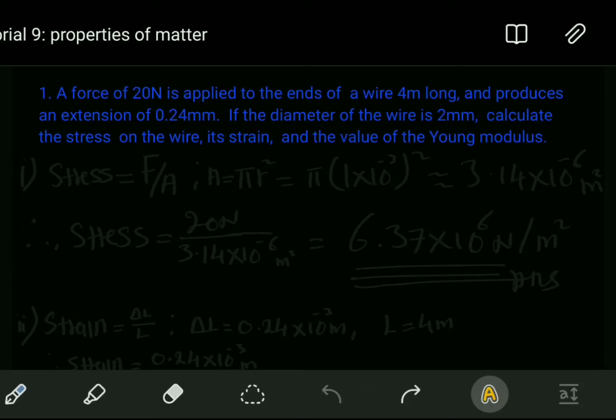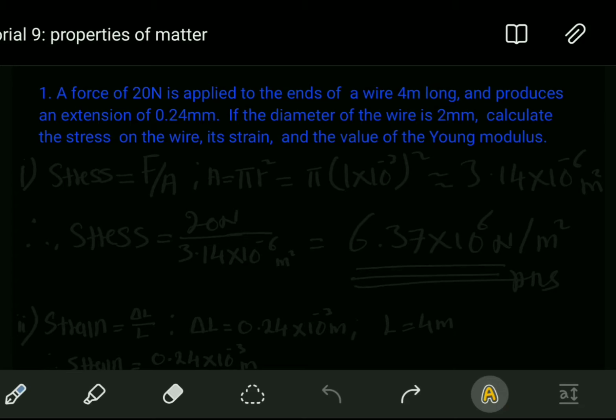We have a force of 20 newtons being applied to the ends of a wire 4 meters long and produces an extension of 0.24 millimeters. If the diameter of the wire is 2 millimeters, calculate the stress on the wire, its strain, and the value of the Young's modulus. Okay, so we want to find the stress, the strain, as well as the Young's modulus.